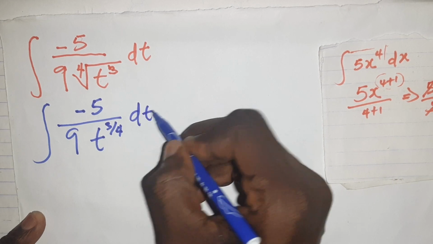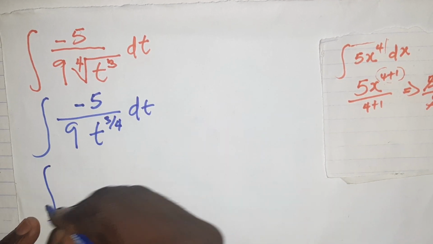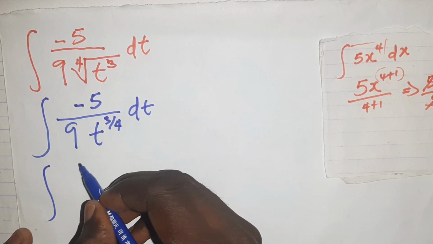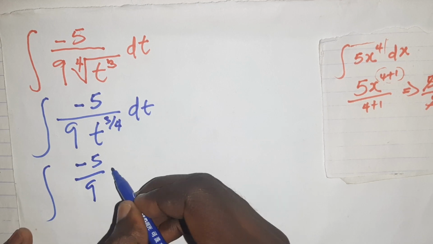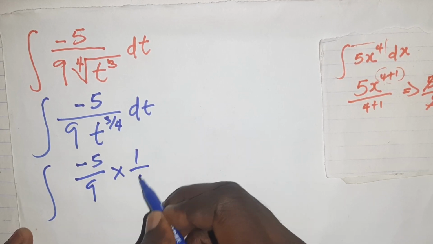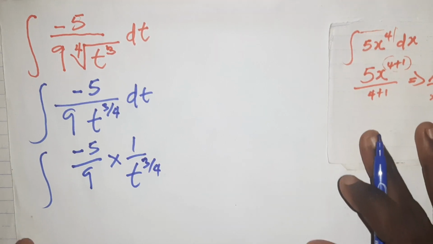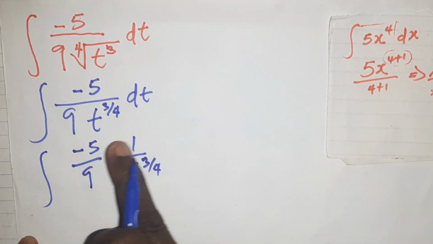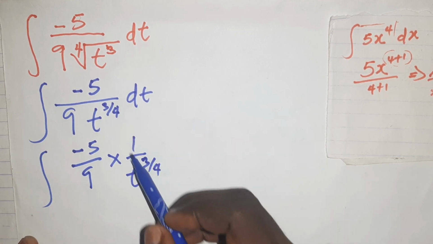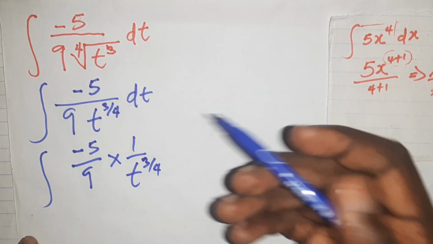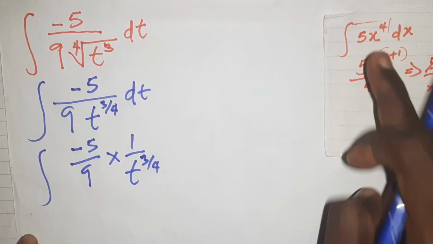Still with respect to t, again, we can write this as the integral of minus 5 over 9 times 1 over t raised to the power 3 over 4. Because if you multiply minus 5 times 1, you get minus 5, and 9 times t raised to the power 3 over 4, you get this. So if you multiply this whole term, you get back this one. But we are trying to do something here. Make sure it looks like this.